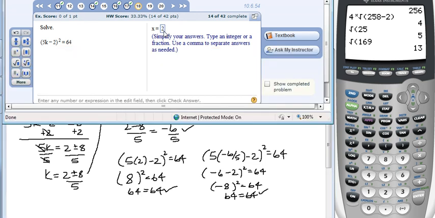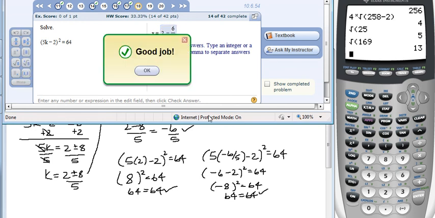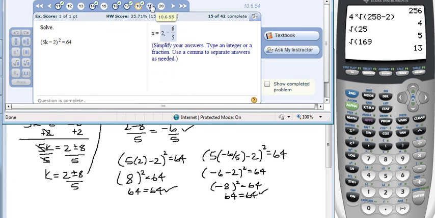And again, we're going to just plunk those in here. Negative 6/5. Good job. We're getting close to being done here.